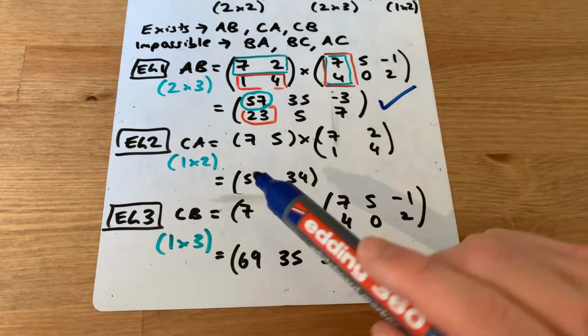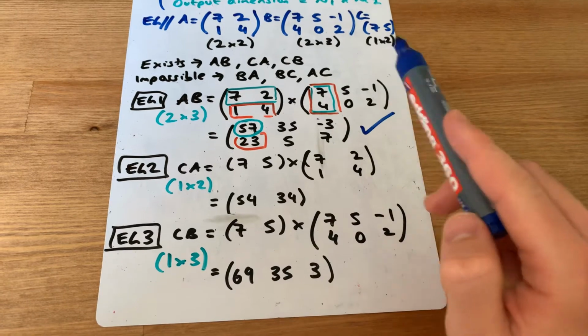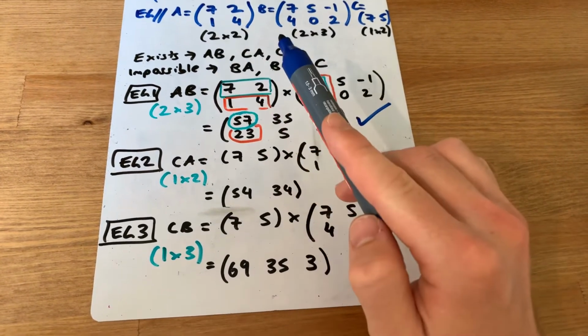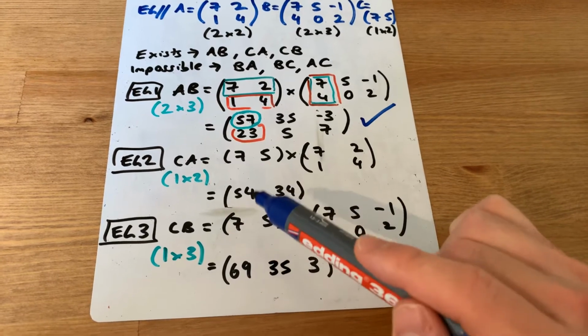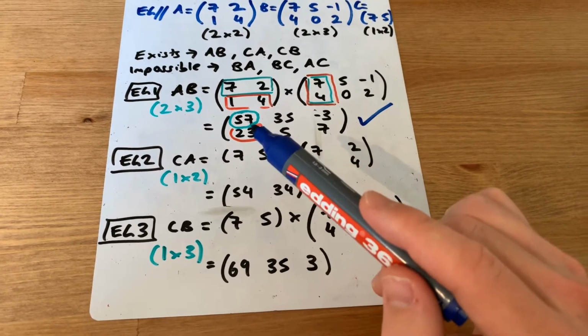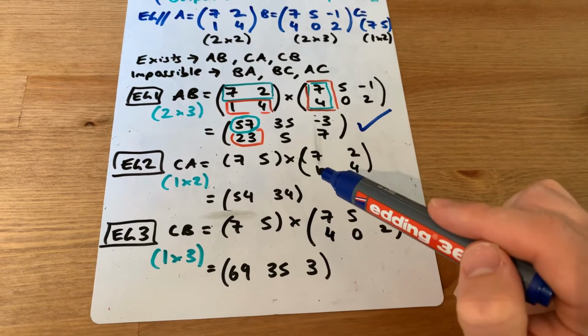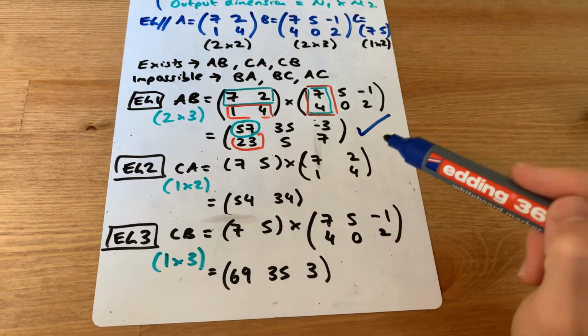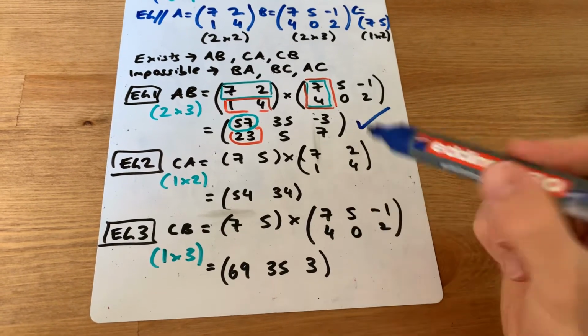Same thing here. Again, just think about our output here. We had a 1 by 2 multiplied by a 2 by 2, so our output will be a 1 by 2. To get this, well, there's only 2 terms, aren't there? So to get the left-hand term, we're going to multiply this whole thing. 7 times 7 is 49, plus 5 times 1 is 54. And to get our right-hand term, 7 times 2, 14, plus 5 times 4, 34.